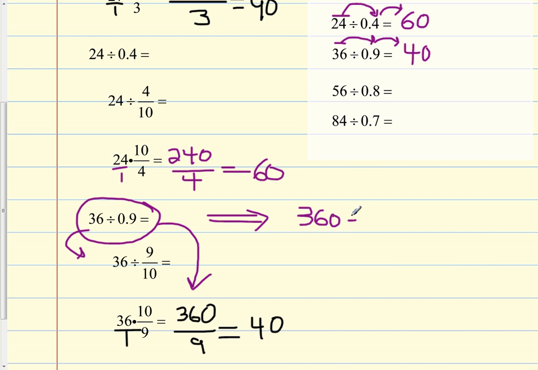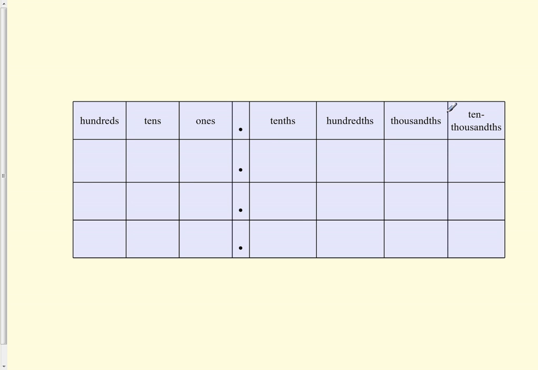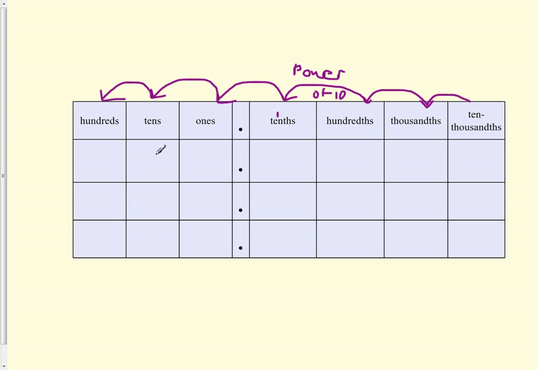360 divided by 9. Now we need to examine what has gone on. What has happened from here to here? For that, let's take a look at our place value chart. As we move one place to the left, if we start in the hundredths place and move to the tenths place, we've increased by a power of 10. So when we go from tenths to ones, we're increasing by a power of 10. From ones to tens, a power of 10. And from tens to hundreds, a power of 10.